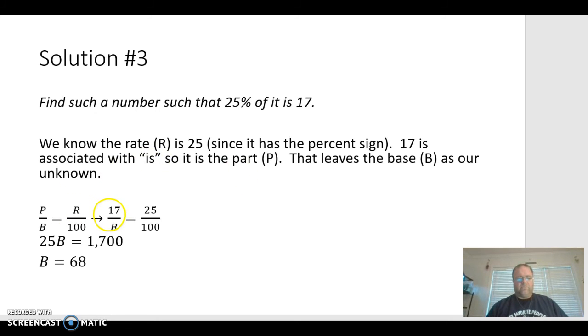All right, so cross multiply, 25b is equal to 17 times 100, which is 1700. Divide, and you get b is equal to 68. So 68 is 25% of 17. I think I can't say that wrong. But find such a number. So 68 is such that 25% of it is 17. I think that's a little bit better way of saying it, although it's still, I think, a little bit tricky.